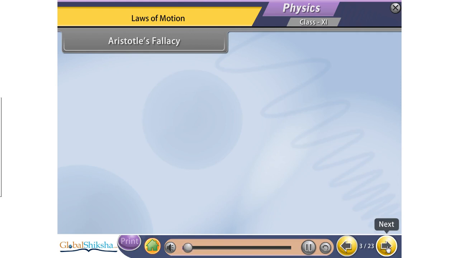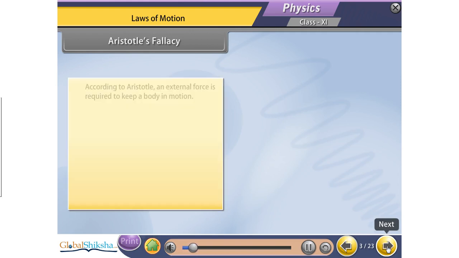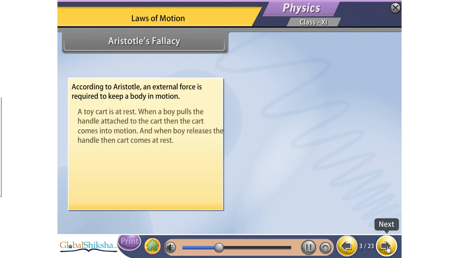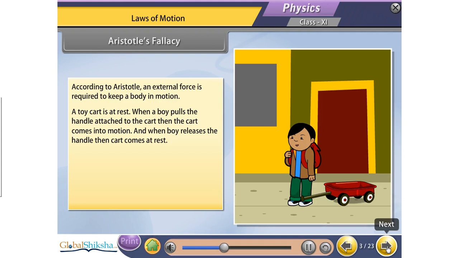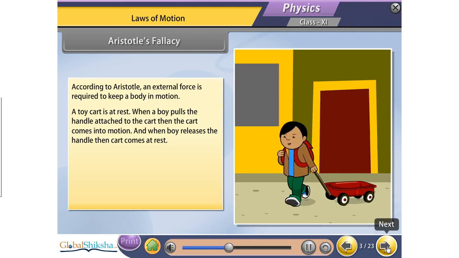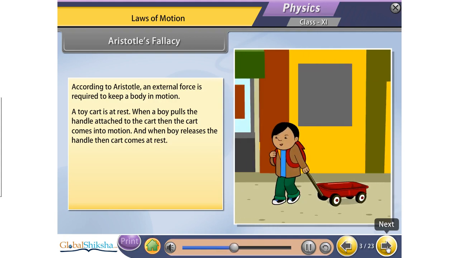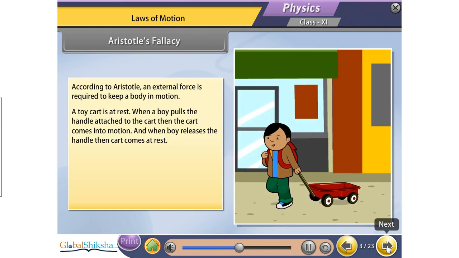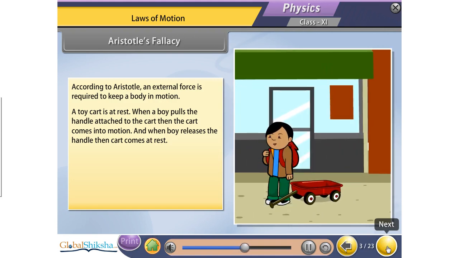Aristotle's fallacy. According to Aristotle, the Greek thinker, an external force is required to keep a body in motion. Let's understand with an example. A toy cart is at rest. When a boy pulls the handle attached to the cart, the cart comes into motion. And when the boy releases the handle, the cart comes to rest.